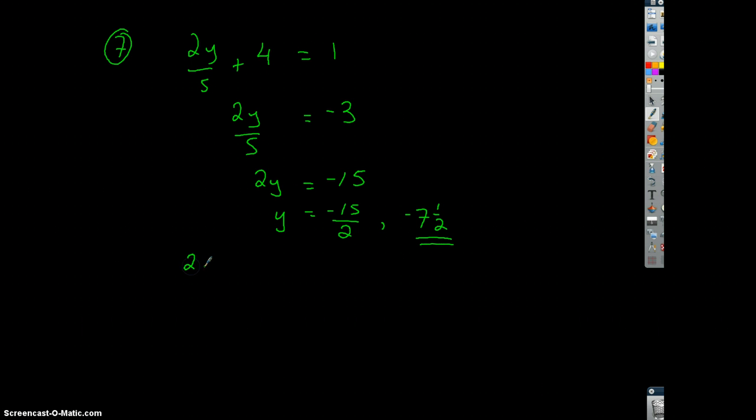Okay, so the question says 2 times negative 7 and 1/2 over 5 plus 4. Now what does that equal? 2 times 7.5 is 15, but it's negative, so it's negative 15. Negative 15 over 5 is negative 3. Negative 3 plus 4 is equal to 1, which is what the original equation said it should be.